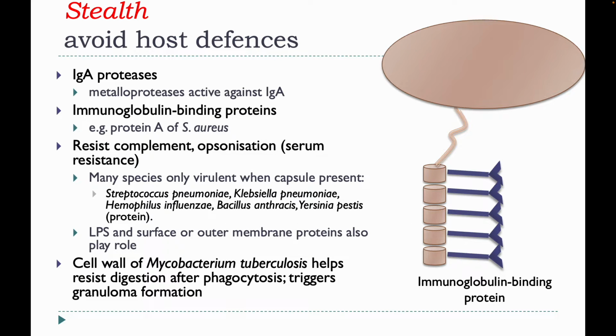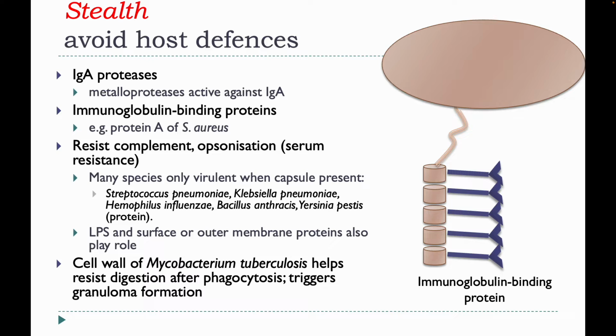Stealth, you have to hide away from host defenses. So some bacteria produce what we call IgA proteases, which are specific proteases that target the key antibody that's found on mucosal surfaces, IgA. They also bind to immunoglobulin so that they effectively are grabbing hold of the immunoglobulin that's supposed to be grabbing hold of them and holding it the wrong way round so it can't actually do anything.